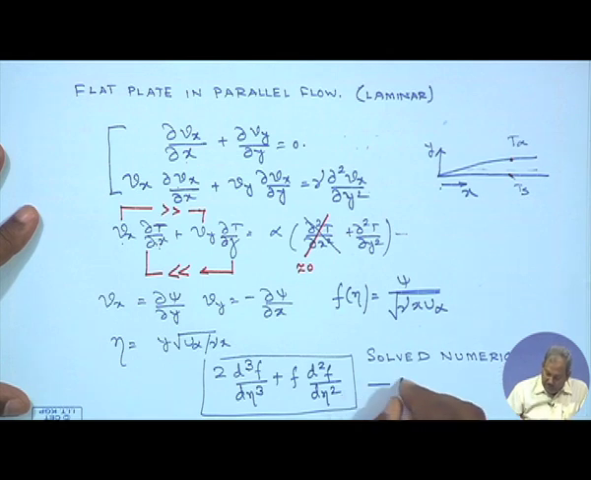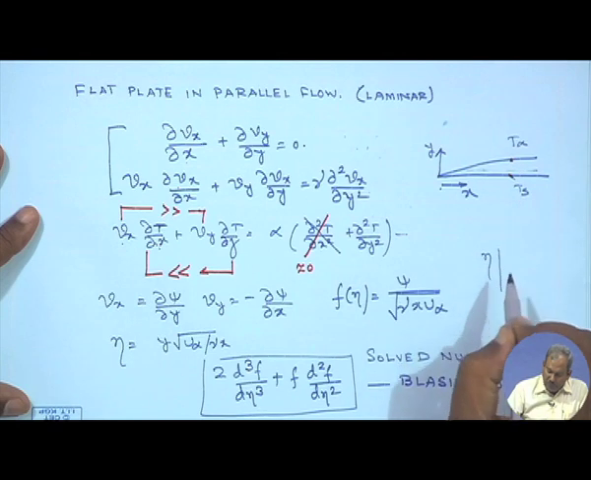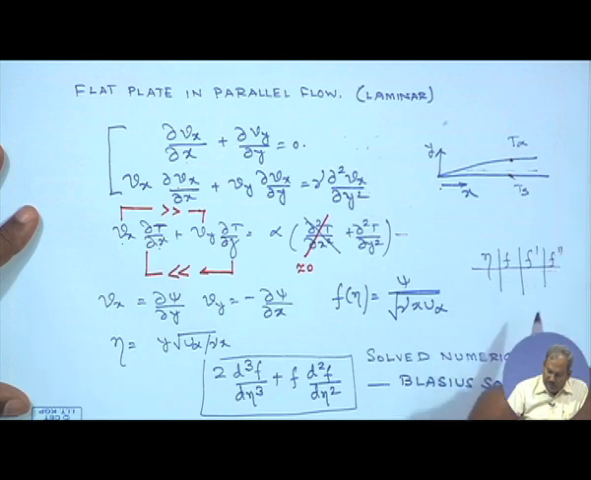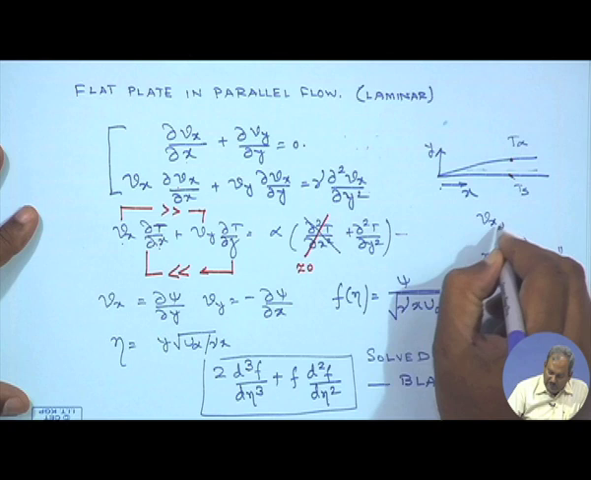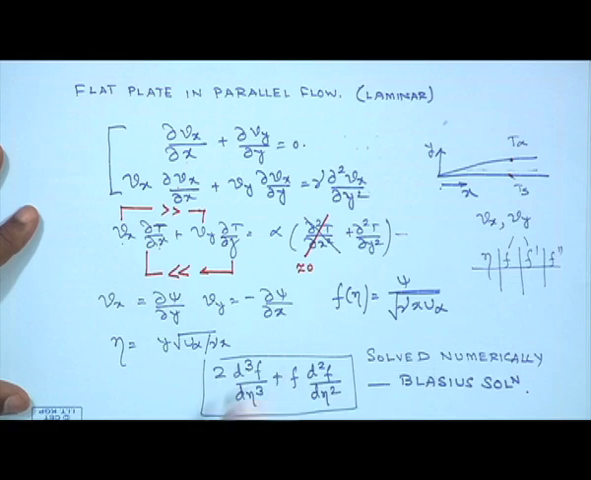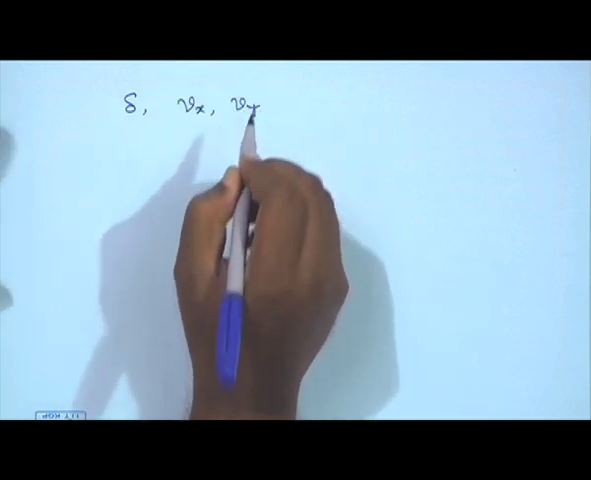And it's essentially the Blasius solution. The Blasius solution, as we have seen, has given us for different values of eta the value of f, f prime, f double prime, etc. And we know that from f and f prime we could obtain Vx and Vy. So, we have solved this equation and obtained the expression for delta. We know what Vx, Vy and so on are going to be.